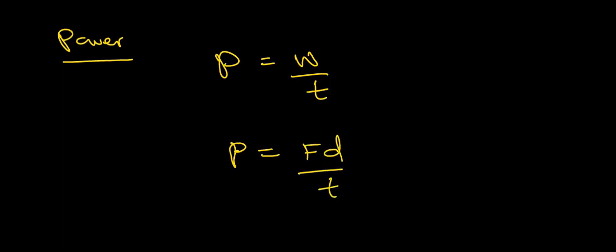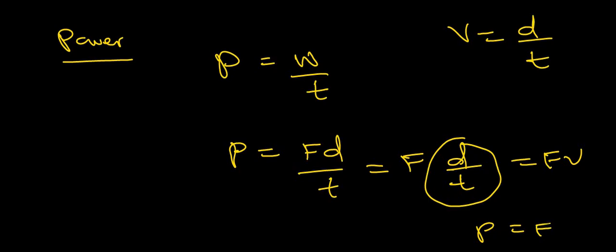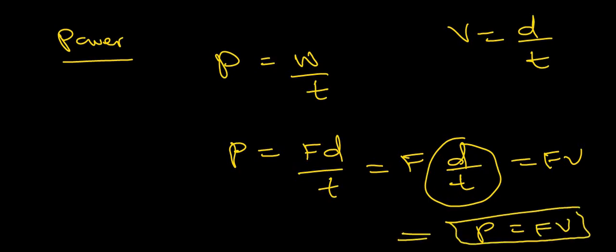Now you learned that velocity or speed is equal to distance over time. So F d over t can be replaced by v. Some books will give you power is equal to force times velocity or speed. Some people also use this. So it depends on what you are given in a question. That is what is going to determine the formula that you are supposed to use.